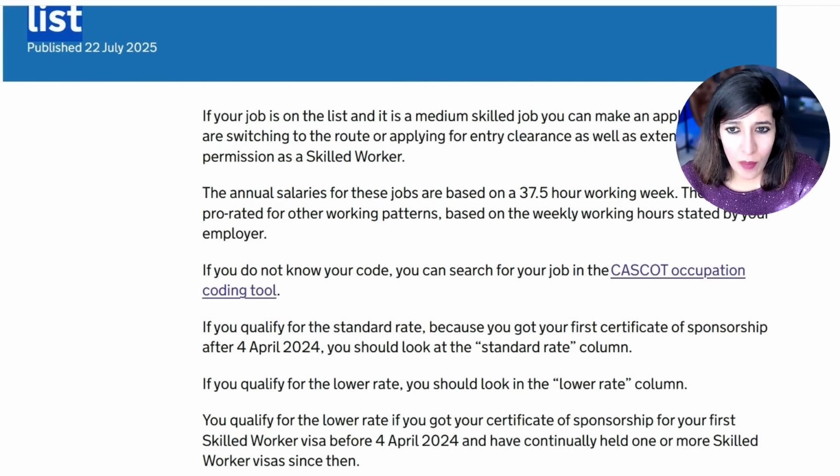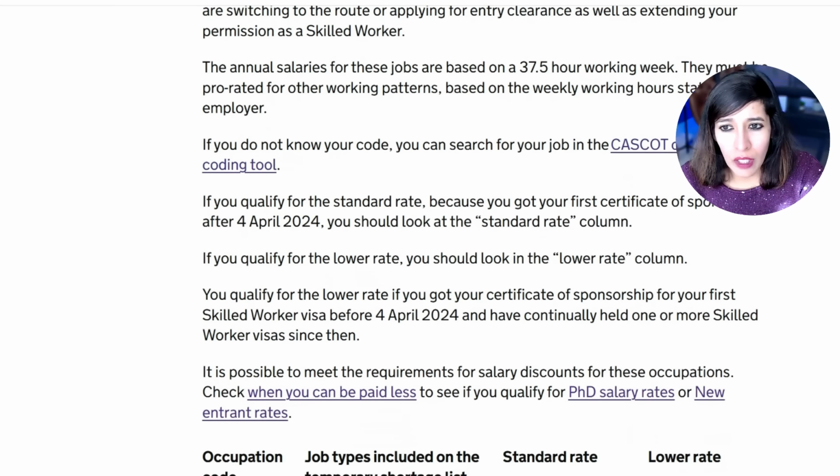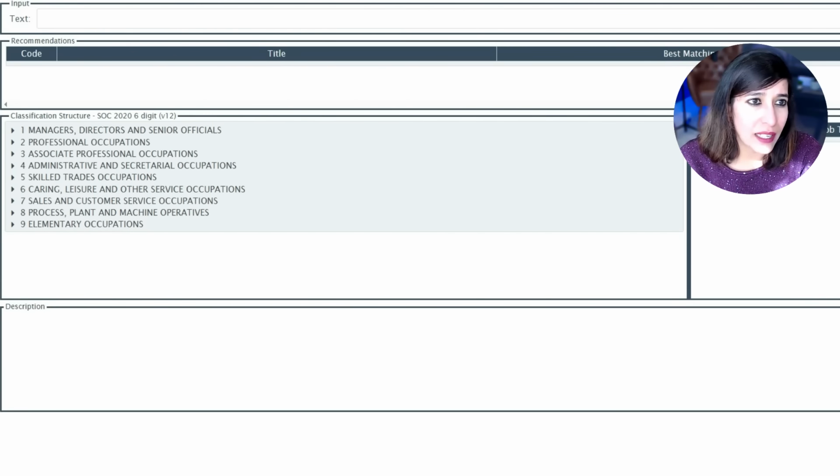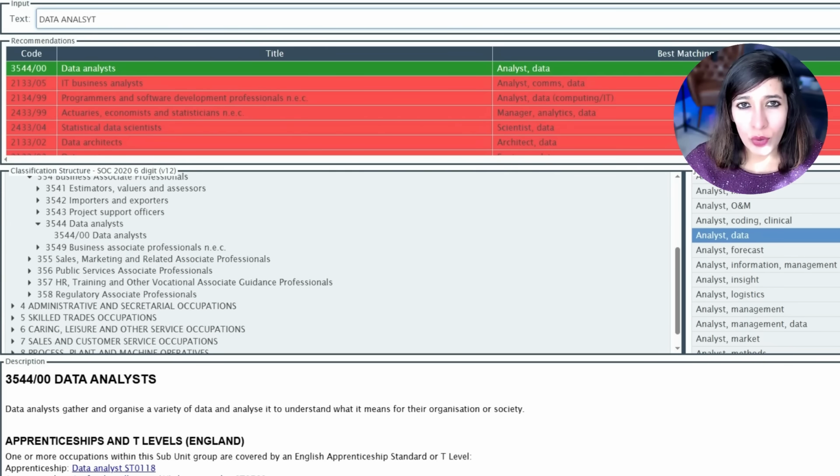Now, there's some commentary here. First of all, if you don't know what is CASCOT, if you don't know your job code, this is how the CASCOT website looks. You can enter text and find out the job code or details. For example, you type data analyst, and based on what you're typing, the portal will give you some suggestions.